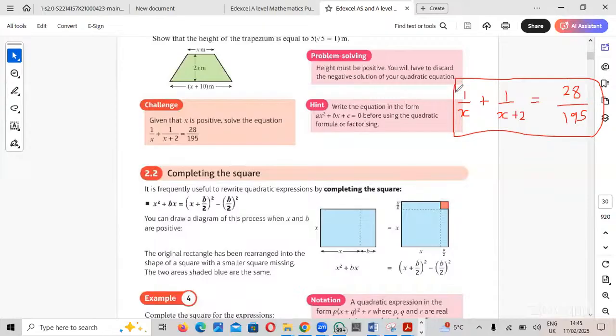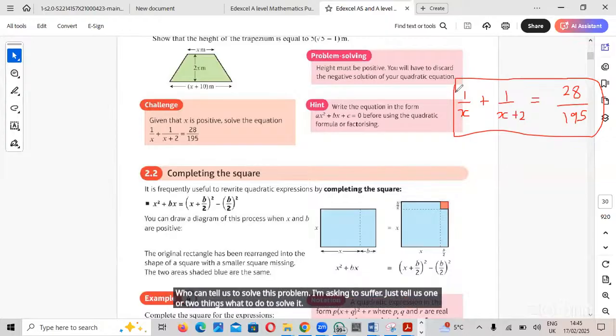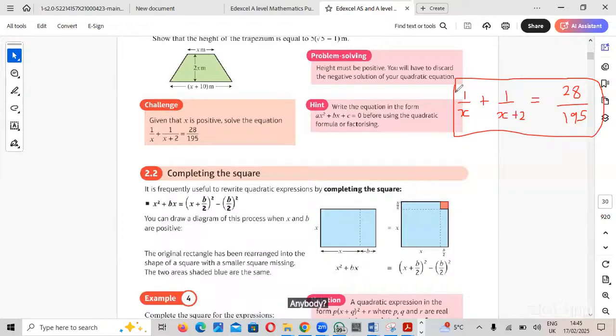Who can tell us how to solve this problem? I'm not asking you to solve it. Just tell us one or two things to do to solve it. Anybody? Nobody? You can cross multiply first. How do you cross multiply here? You can put the fractions together first, this 1 over x plus 1 over x plus 2. Exactly, that's what I want to hear.